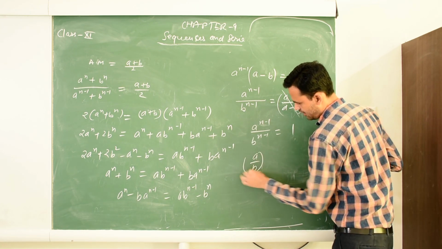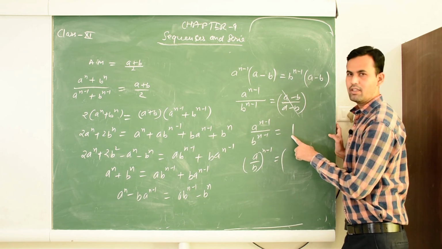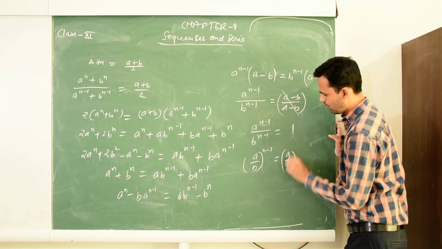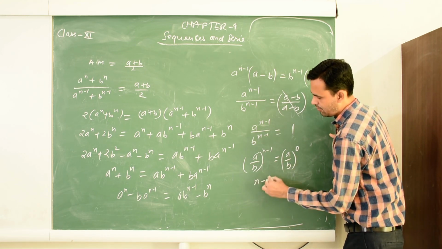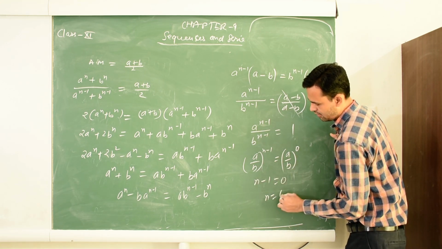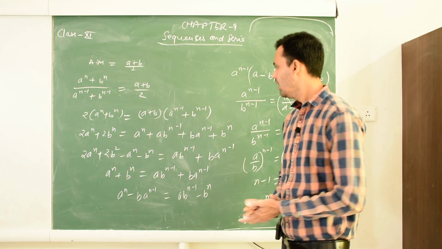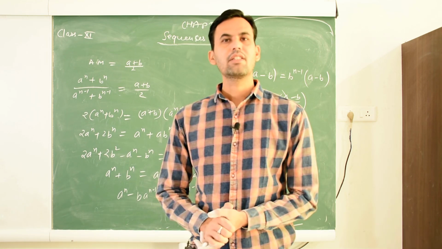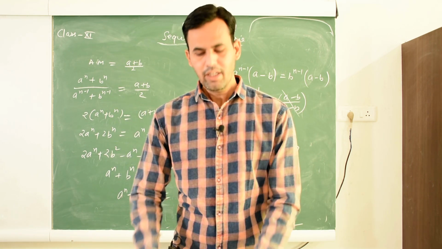We write it as (a upon b) to the power n minus 1, and we know that 1 means (a upon b) to the power 0. So comparing these two, we get n minus 1 equals 0, so the value of n is 1. So the value of n is 1. Okay, so this is all about exercise 9.2. You can solve some more questions on your own. Okay, thank you.